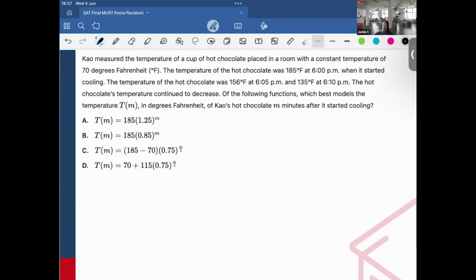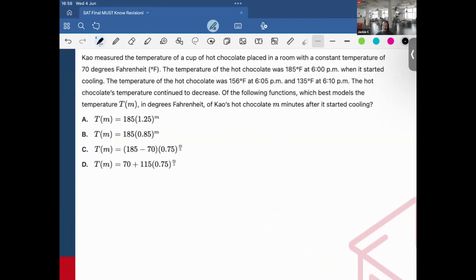Okay, so continuing. This one, Cow measured the temperature of a cup of hot chocolate placed in a room with a constant temperature of 70 degrees Fahrenheit. The temperature of the hot chocolate was 185 at 6 p.m. when it started cooling. The temperature of the hot chocolate was 156 degrees Fahrenheit at 6:05 p.m. and 135 degrees at 6:10 p.m. The hot chocolate's temperature continued to decrease. Of the following functions, which best models the temperature of Cow's hot chocolate minutes after it started cooling?